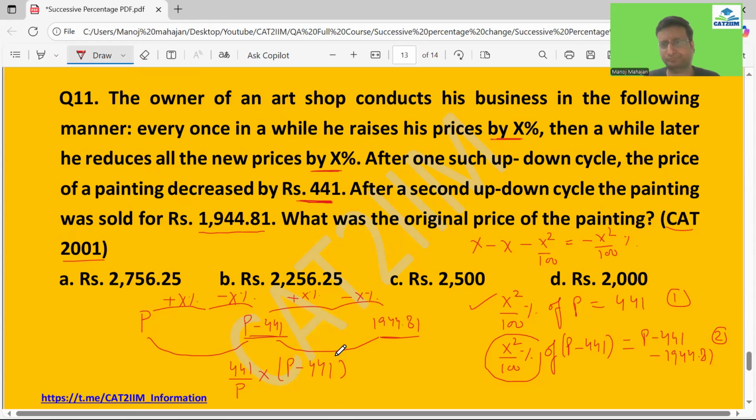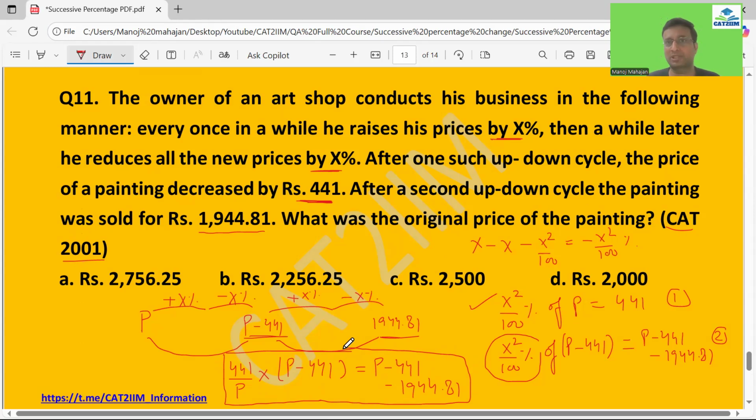And this should be nothing but equal to P minus 441 minus 1944.81. Now, of course, you would be able to make a quadratic in terms of P, and you can get the roots using the basic quadratic concept. But it's such a difficult quadratic. Even using options will be slightly difficult. So try to avoid this mathematical approach in question 11 over here, or maybe such kind of questions.